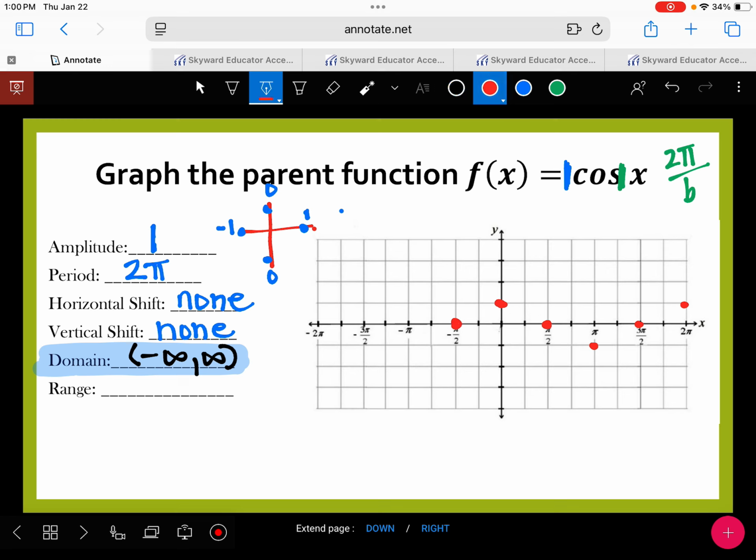Then where do you think I'm gonna go now? Negative 1. Then I go back to 0, and then I hit the top.